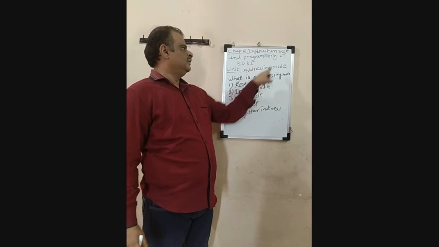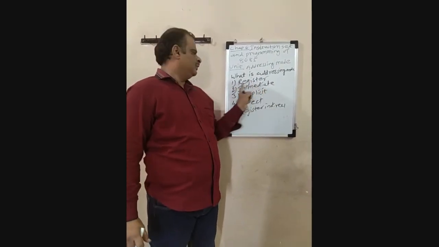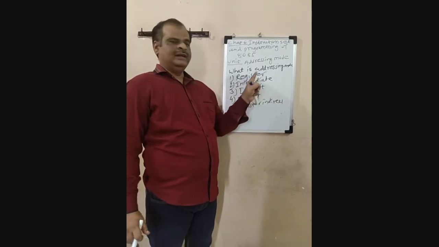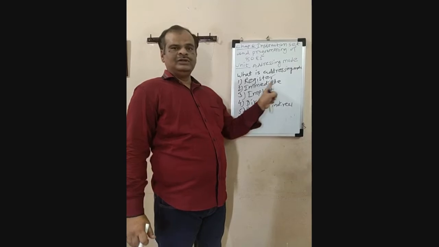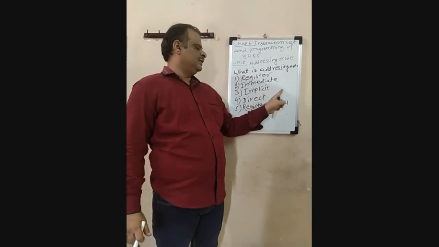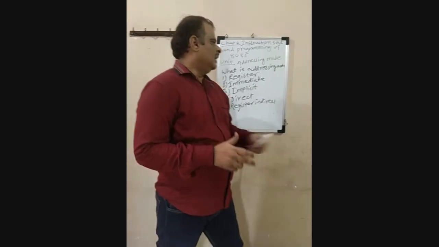As listed here, the 5 types of addressing mode: First, register addressing mode. Second, immediate addressing mode. Third, implicit addressing mode. Fourth, direct addressing mode. Fifth, register indirect addressing mode. One by one I will tell you.